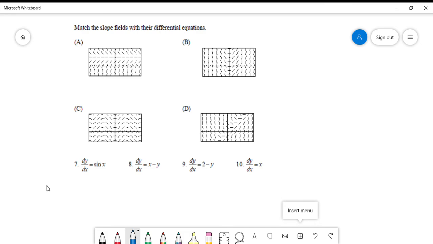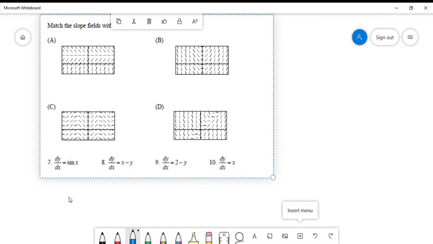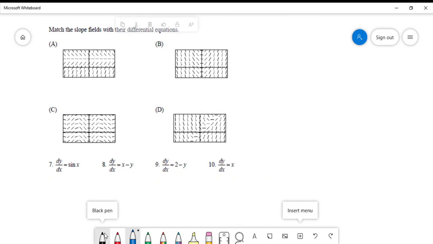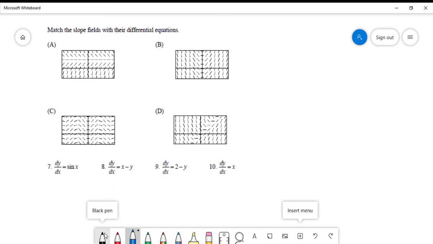So if you look at this problem, match the slope fields with their differential equations. Well, if you think about the antiderivative of sine of x, I think we all know that the antiderivative of sine of x is cosine. Well, which one of these four graphs looks the most like a cosine curve? It's this one. All right.